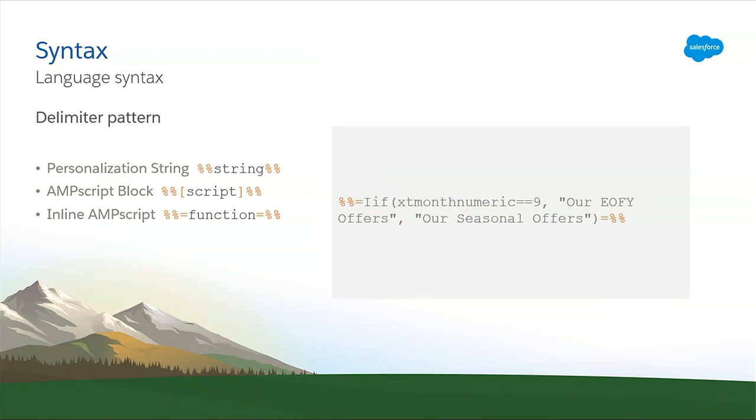And wherever this appears on the page, when interpreted, a value is going to be returned. However, unlike AMPscript blocks, only a single function can be included in inline AMPscript, although nested functions are supported. And you can't have things like variables or statements. You can't set those within inline AMPscript.